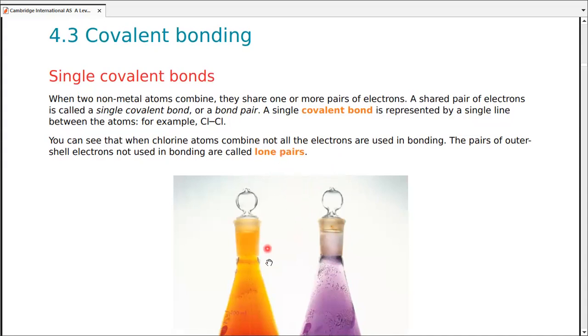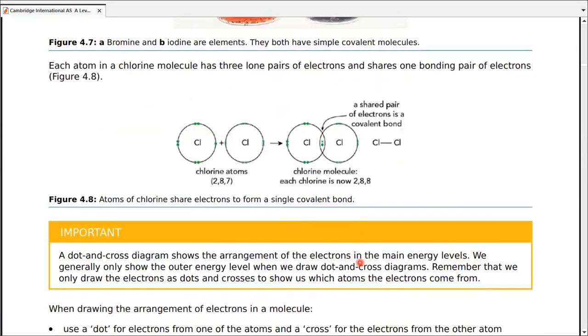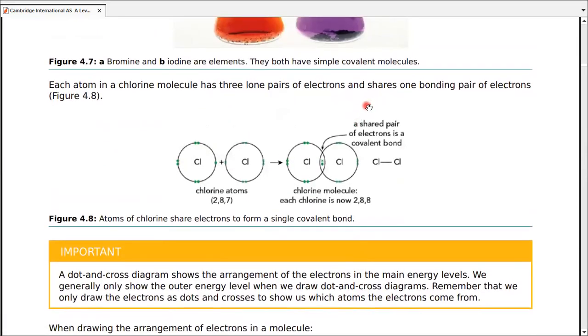Okay, so covalent bonding. Moving on, single covalent bonds. It's a simple bond pair. It's a single covalent bond, the sharing of 2 electrons, 1 electron from each atom, and this is a specific case for non-metal atoms. A single covalent bond is represented with a line, but what we do here is discuss the bond pairs and the lone pairs of covalent bonds in much more detail than we did back in IGCSE.